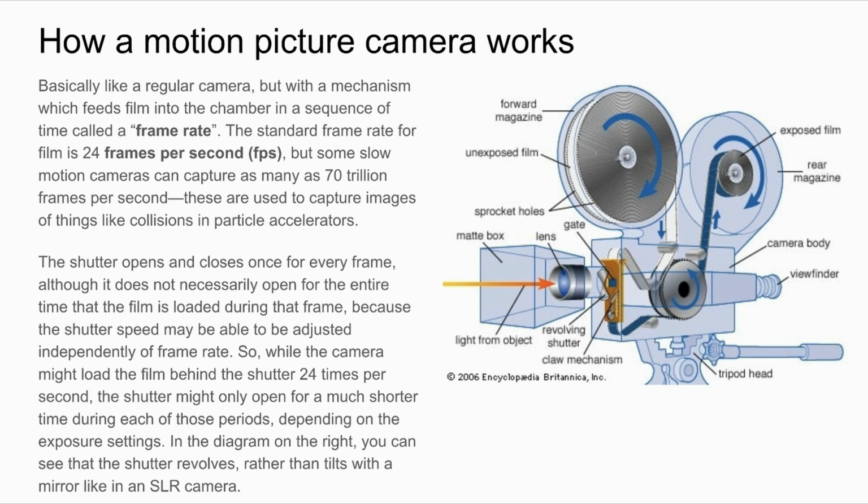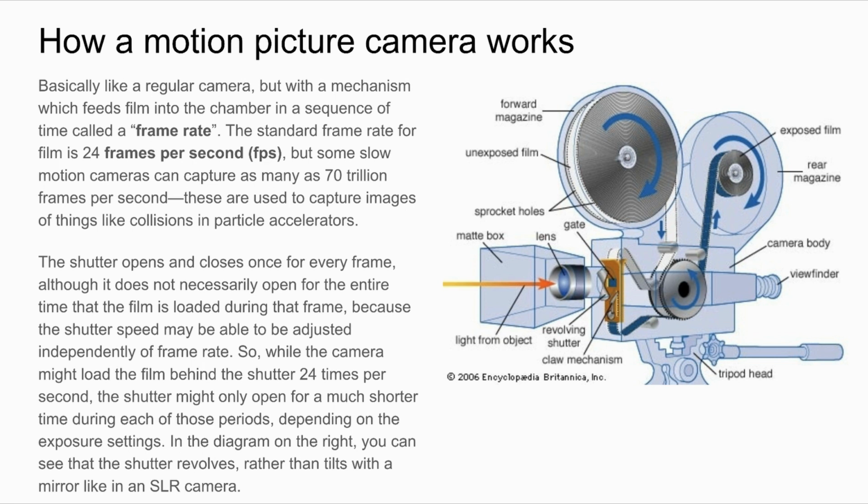The shutter opens and closes once for every frame, although it does not necessarily open for the entire time that the film is loaded during that frame, because the shutter speed may be able to be adjusted independently of frame rate. So, in other words, while the camera might load the film behind the shutter 24 times per second, the shutter might only open for a much shorter time during each of those frames, depending on the exposure settings. So if you're filming on a really bright, clear day outside, you probably only want the shutter open for like 1/500th of a second, as opposed to the entire 24th of a second. And if you do the math, you understand that's a much smaller period of time.